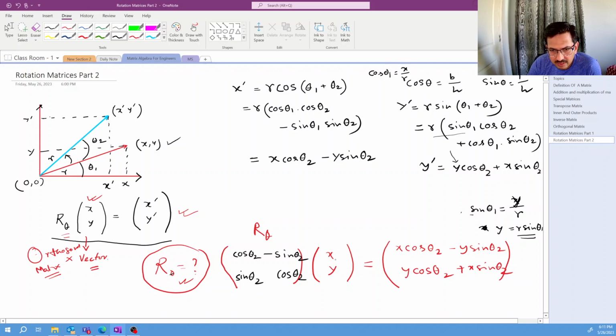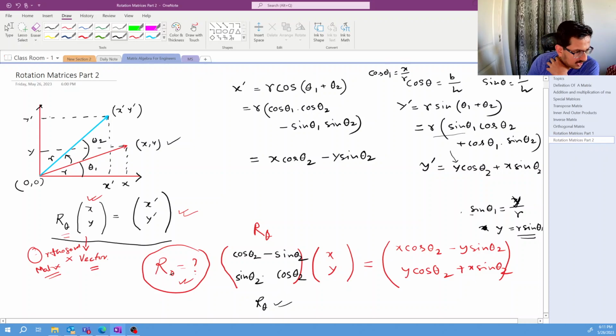The second line is, when you are multiplying it, x sine theta 2 plus y cos theta 2. Okay, let me just understand. Yes, that's the right thing. So this is my r theta.